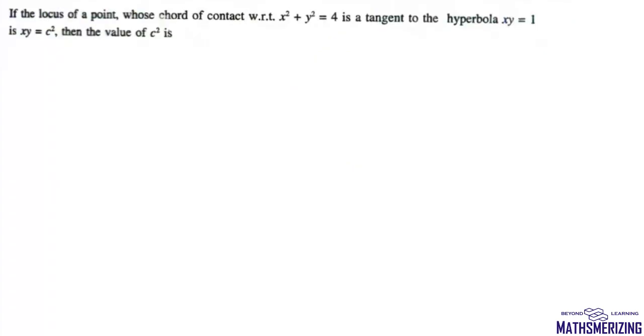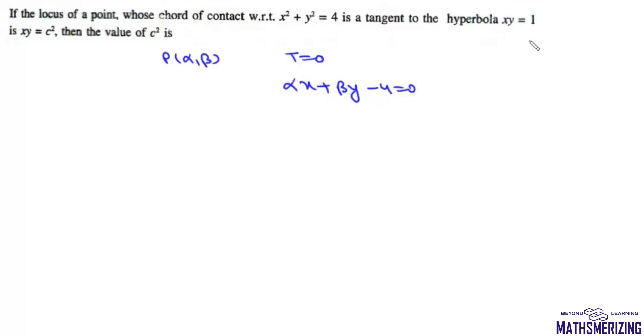Now here the question is, if the locus of a point whose chord of contact with respect to this circle is a tangent to the hyperbola xy equals 1 is xy equals c square, find the value of c square. Now let this point P be (alpha, beta), then the equation of the chord of contact to this circle is given by T equals 0, which will be alpha x plus beta y minus 4 equals 0.